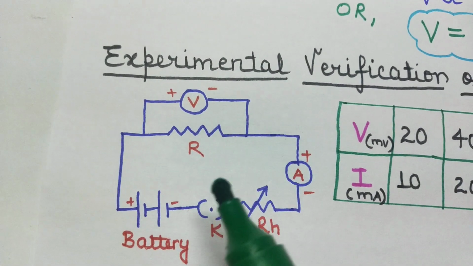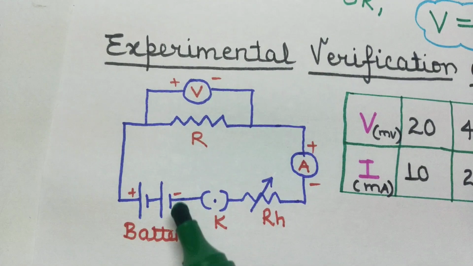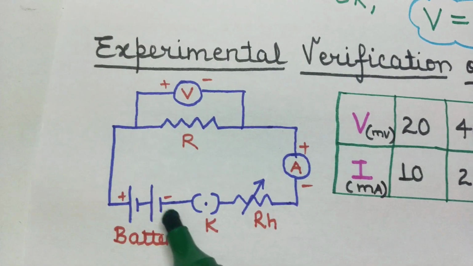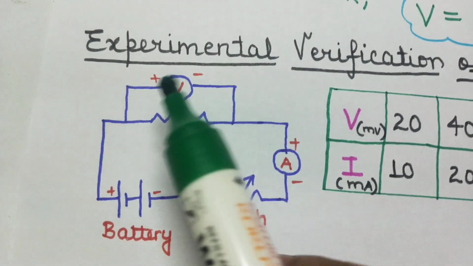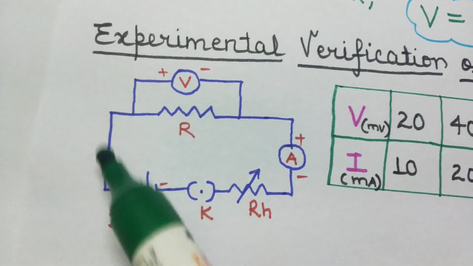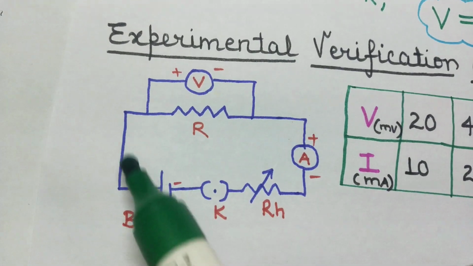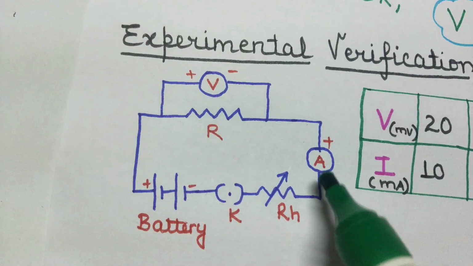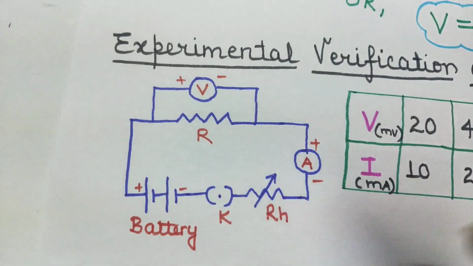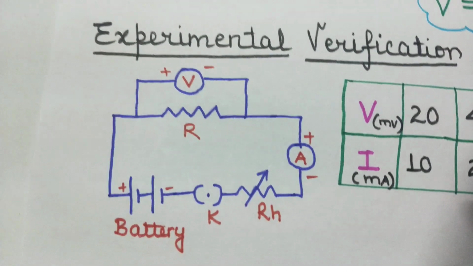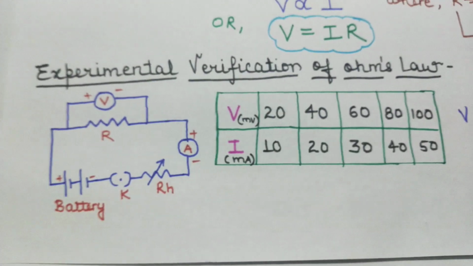And secondly, what you have to remember, the terminals. In a battery there is a positive terminal and there is a negative terminal. Similarly in a voltmeter also and in an ammeter also. So the positive of the voltmeter is always connected with the positive of the battery, and the ammeter is also connected with positive, and vice versa. The negative is connected with negative, and the negative of the voltmeter is also connected with negative. So this circuit diagram you will practice. And then how to verify.